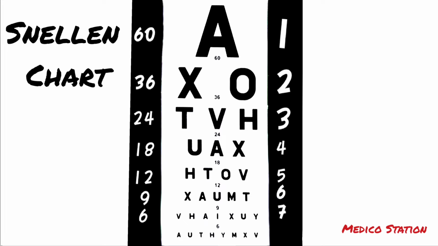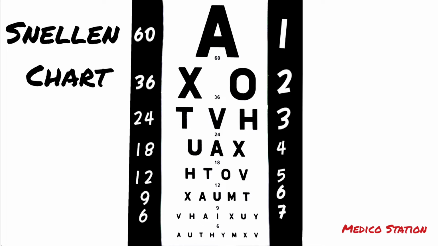The size of the alphabets is specially designed so that a person with normal vision can read the first row from a distance of 60 meter, the second row from a distance of 36 meter, the third row from a distance of 24 meter, the fourth row from a distance of 18 meter, the fifth row from 12 meter, the sixth row from 9 meter, and the seventh row from 6 meter clearly.